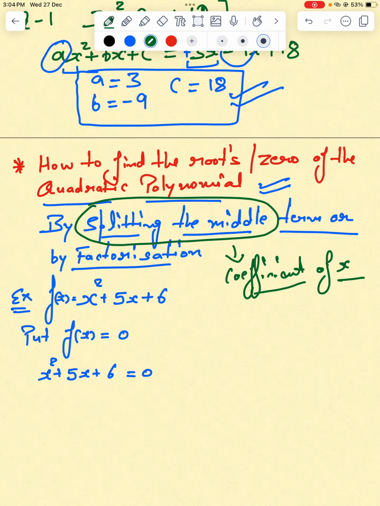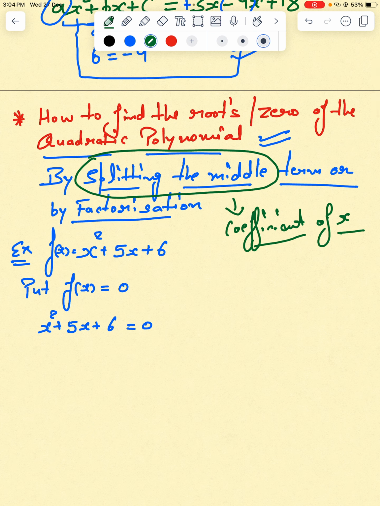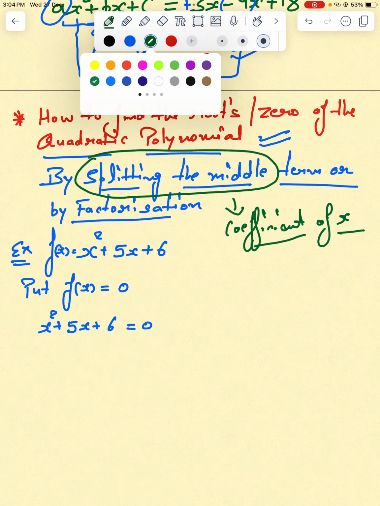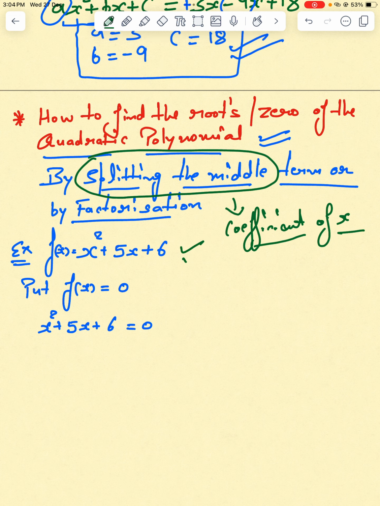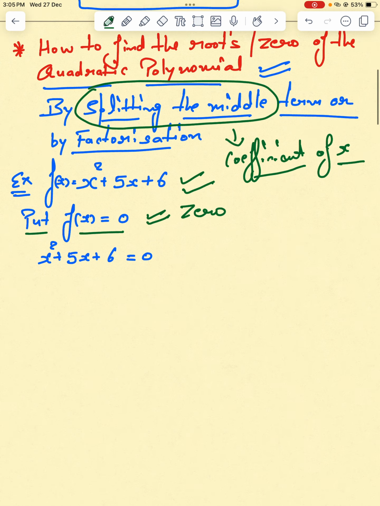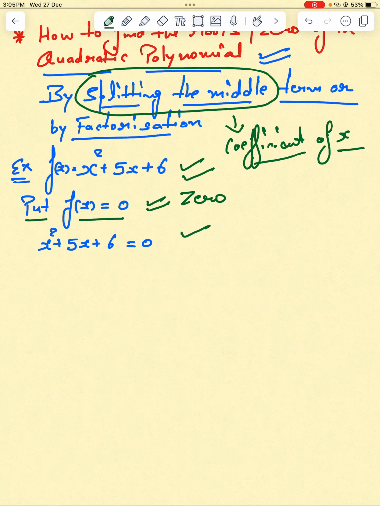So for example, I have one quadratic polynomial, that is x square plus 5x plus 6. So in order to find the zeros, step 1 is put f(x) equal to 0. So here I have put x square plus 5x plus 6 is equal to 0. So split this term like this: x square plus 3x plus 2x plus 6, right? So how did I do it? Why didn't I write 4x plus x? I can also write like this.